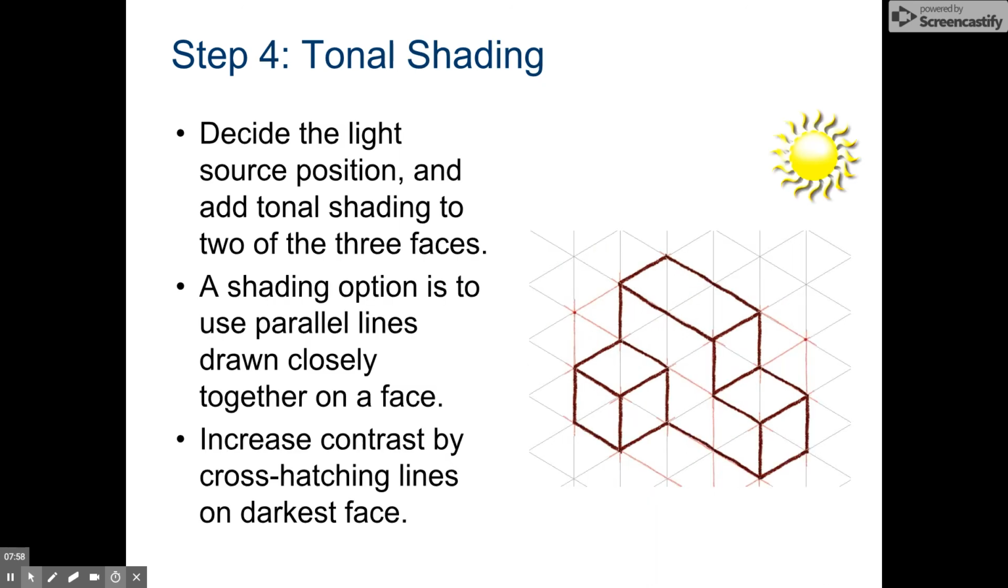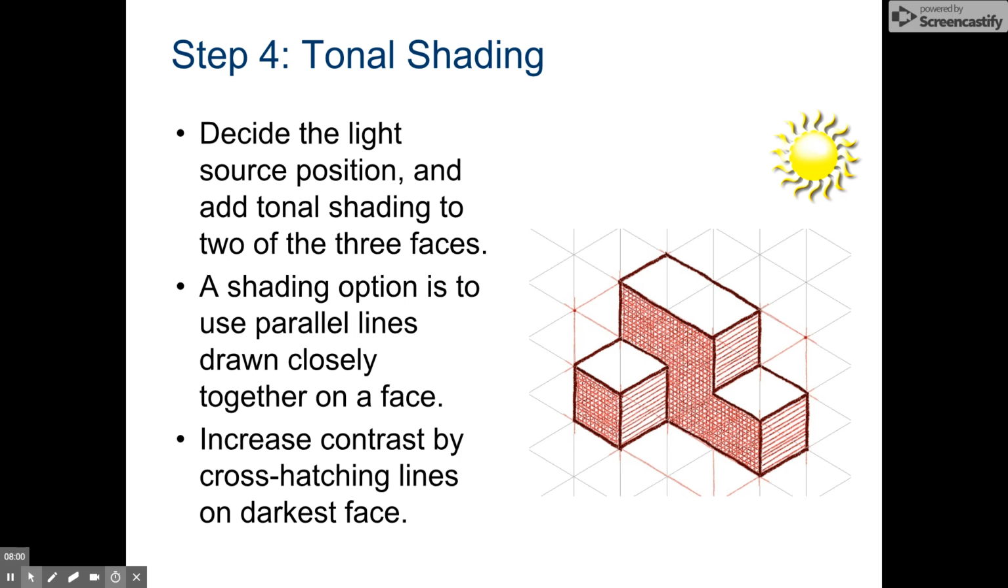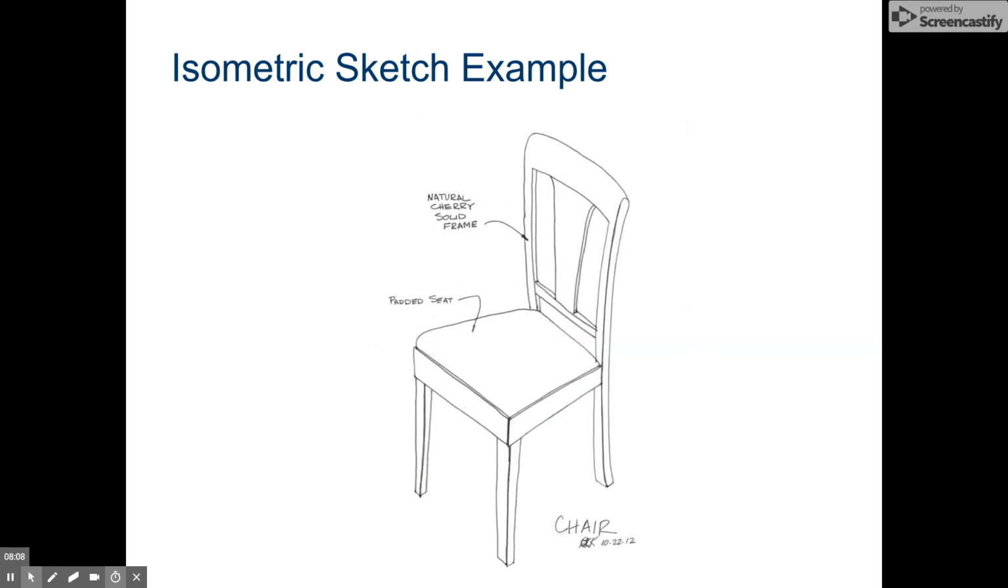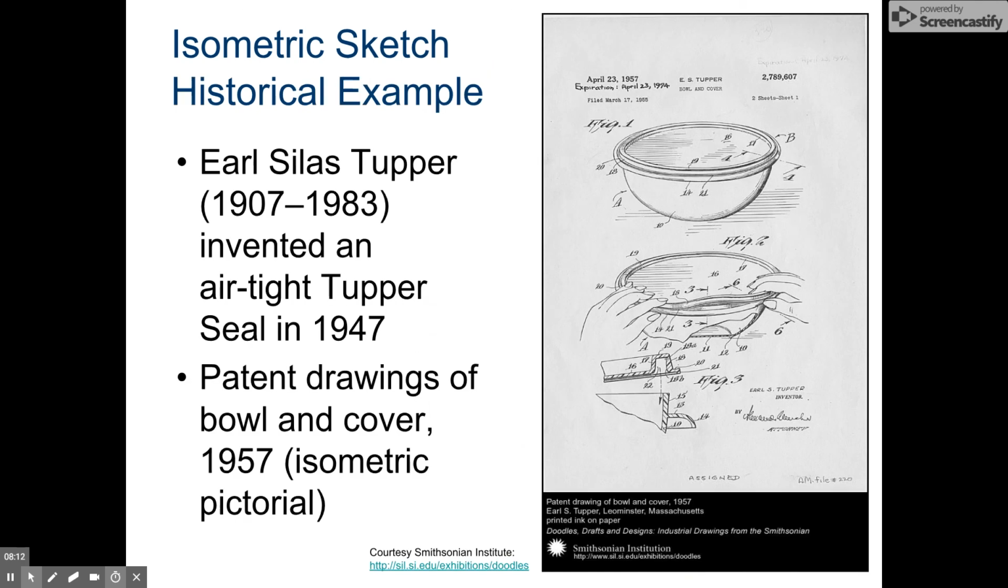Tonal shading, like I said, the more lines you use, the darker it is, the farther it is away from the sun. Here's an example of an isometric sketch. Sketch looks very beautiful. Using pencil to shade it. Okay. Here's an example of a chair. Here's a real life example of the original Tupperware that Earl Tupper used when he was patenting the Tupperware.